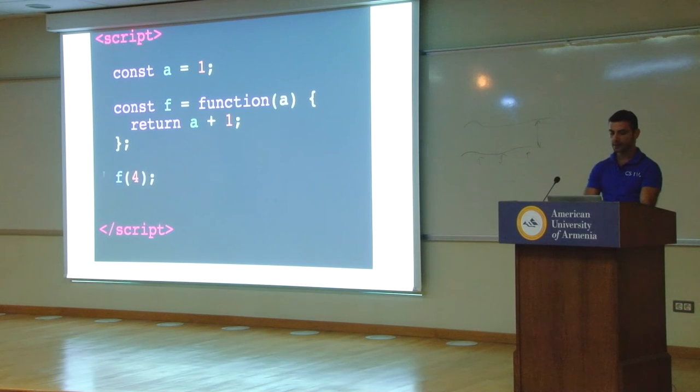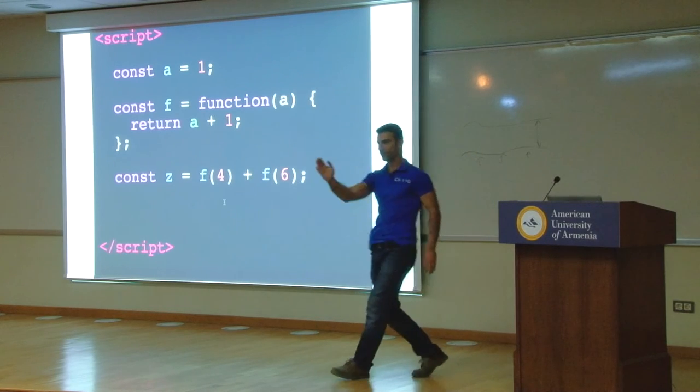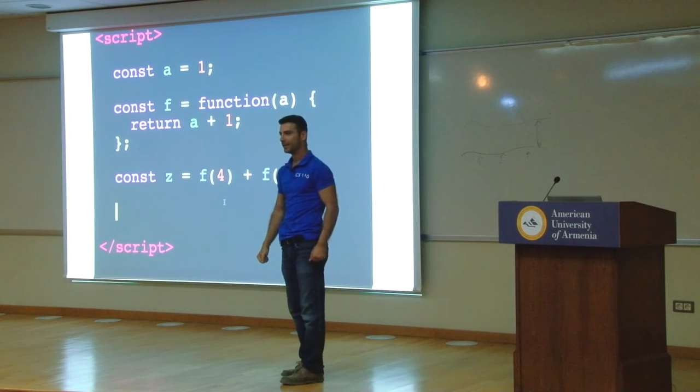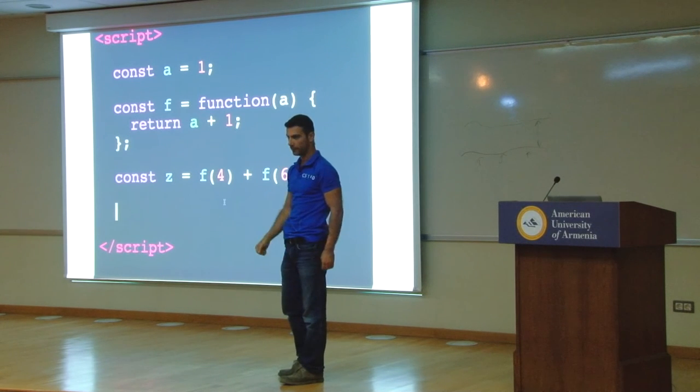So if we can imagine this as turning into that, then if I say const z equals that, that's the same thing as that, right? So if I were to ask you what is the value of z, you would tell me, boom, there you go. Now, what if I did plus f? Front row, yeah, go. 5 plus 7. Very good. Exactly, so z would have that value.